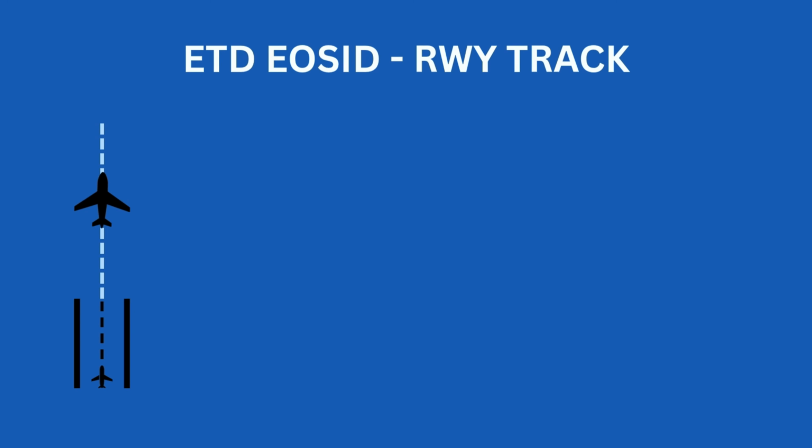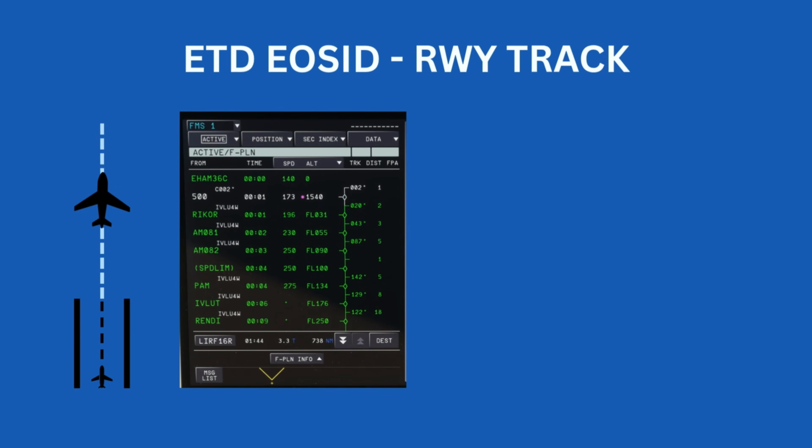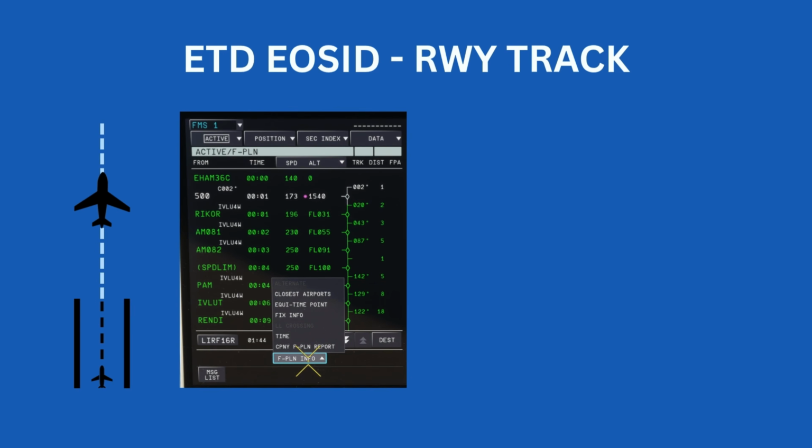To do this, on the flight plan page, click the bar at the bottom which says Flight Plan Info, then select Fix Info.